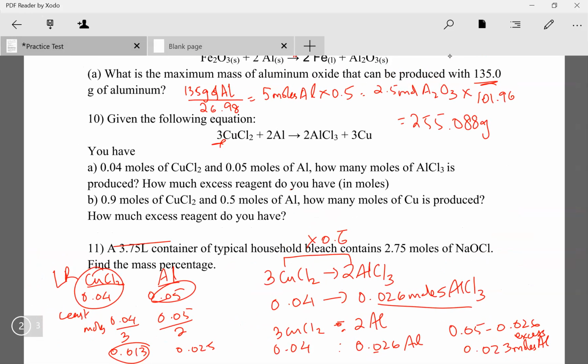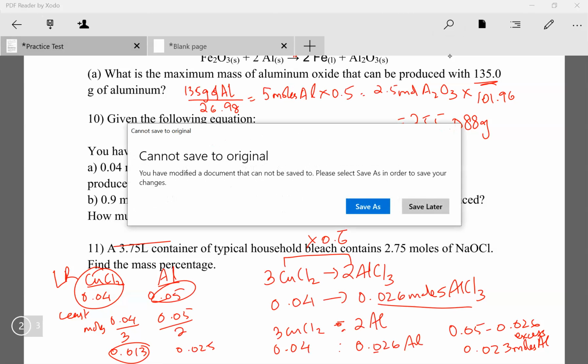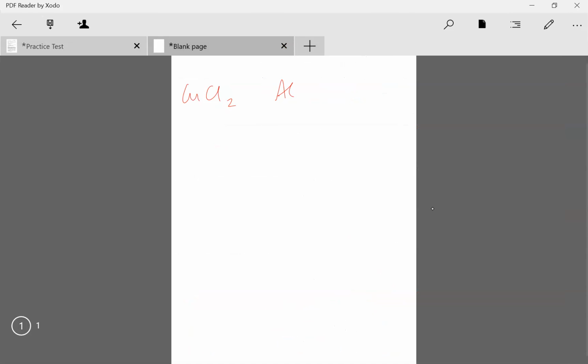Right, so we're just going to open up a blank page so we can complete these questions. 0.9 moles of CuCl2 and 0.5 moles of aluminum. So again, we're going to write CuCl2, aluminum, 0.9, 0.5. Again, divide by 3, divide by 2 to calculate least moles. This time aluminum is lower, so aluminum is the limiting reagent, right, with 0.5 moles.